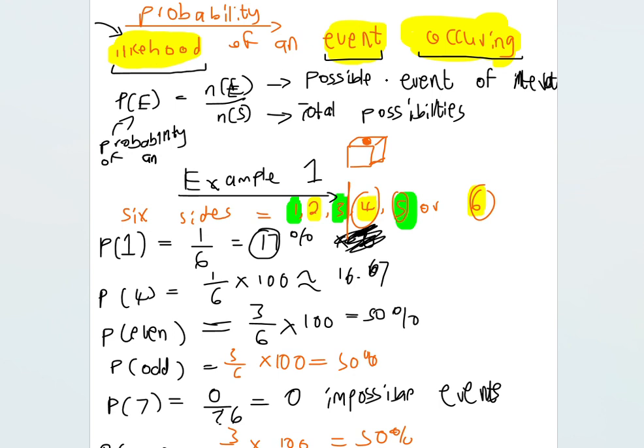So this is what we call probability. It's the likelihood of an event occurring, and the formula is given by PE equals NE over NS. So PE is the probability of an event occurring, NE is the number of possible events, okay? And NS is the total sample space, okay?